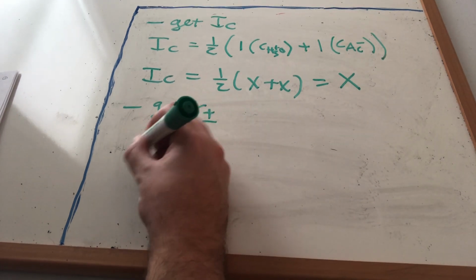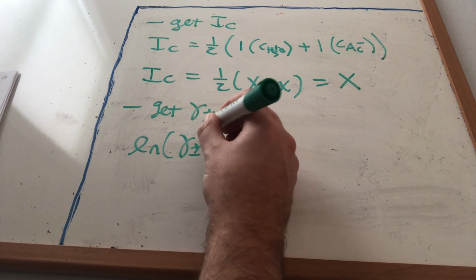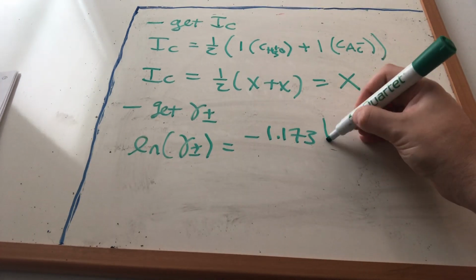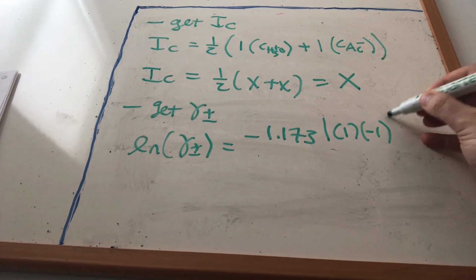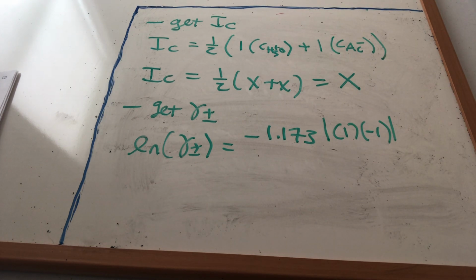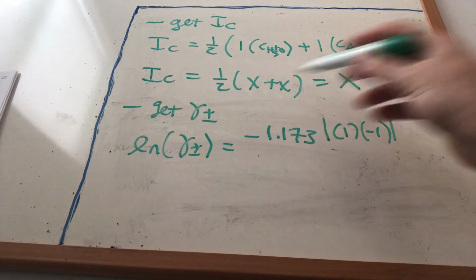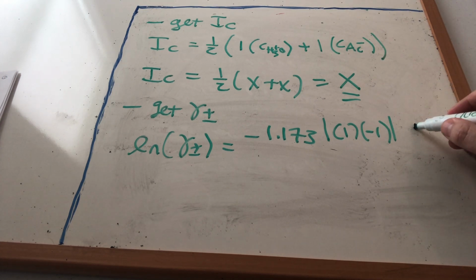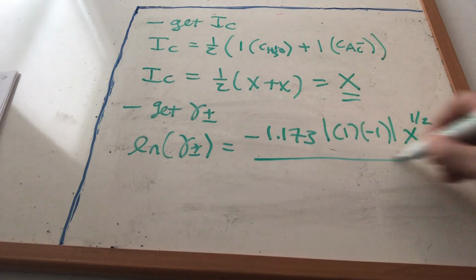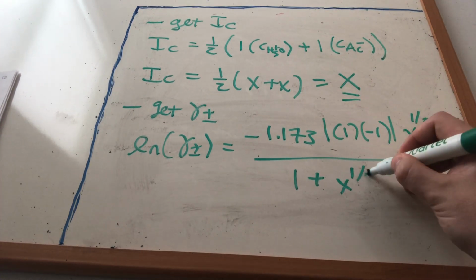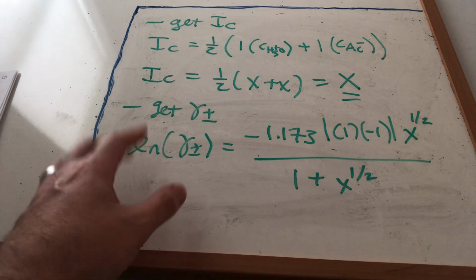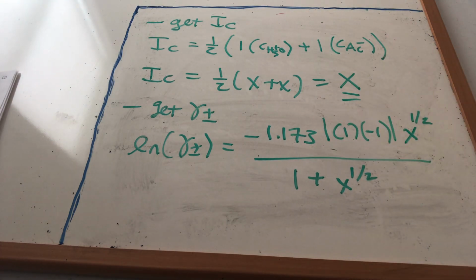But I can now take this and I can go, okay, the natural log of gamma plus minus is equal to minus 1.173. What charges are in solution? A positive 1 and a negative 1. But we take the magnitude of those at the end anyway, so that just goes away. IC is X. So I could write this as IC to the 1/2, and you actually know what X is in terms of a number. You can put that number there. I'm just going to write this as X to the 1/2 over 1 plus X to the 1/2, because then I can organize it better in my calculator. And so just plug in the numbers. Everything on the right-hand side is known now.